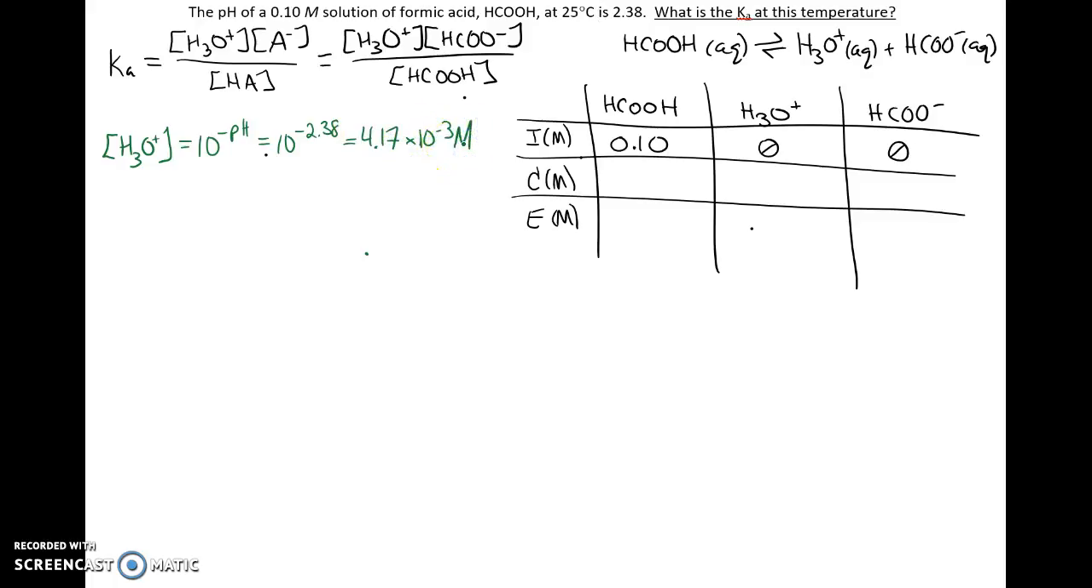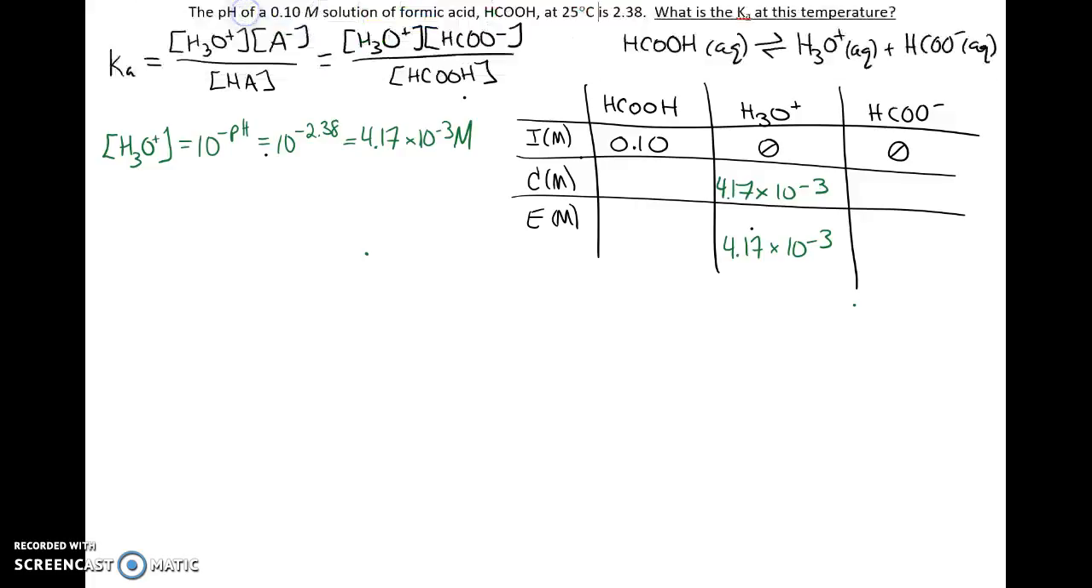So let's fill that in. The equilibrium concentration of hydronium ions is 4.17 times 10 to the minus 3 moles per liter. Now it is very simple to calculate the change in hydronium ion concentration. That is simply the equilibrium concentration minus the initial concentration, which is 0. Therefore, our change in concentration is the same as the equilibrium concentration, 4.17 times 10 to the minus 3 moles per liter.